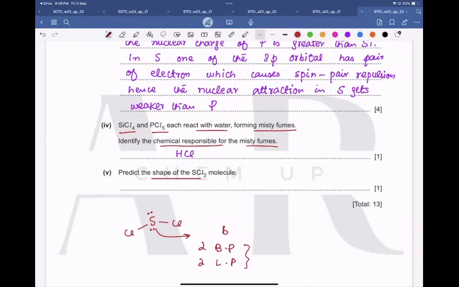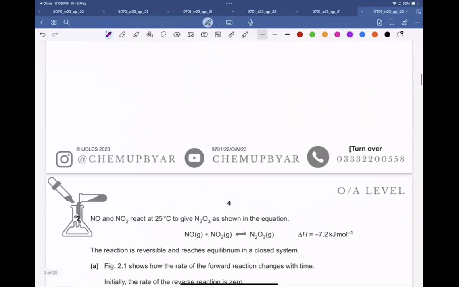So whenever this is the case, the shape is bent, or you can say V shape, or you can say non-linear, or you can use the term angular. All these can be accepted. So it's a bent shape, or a V shape, or a non-linear shape, or an angular shape. Is this clear to all of you? Okay.